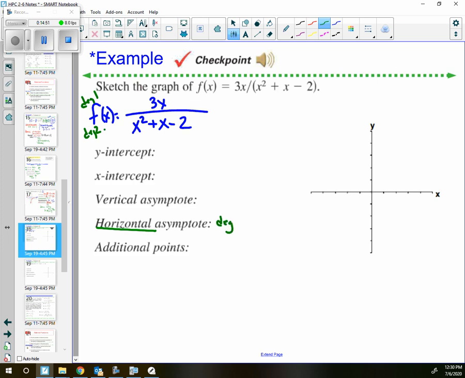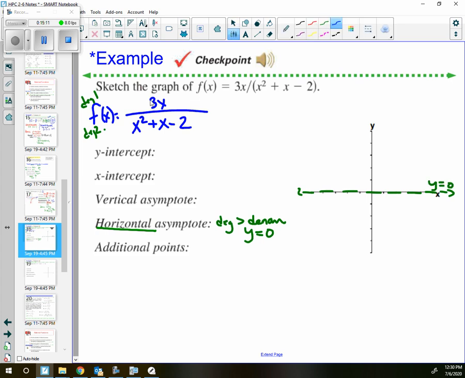So the degree is greater in the denominator. If it's bigger in the bottom, remember that means the fraction's going to get closer and closer to 0. So we have a horizontal asymptote then at y equals 0. Immediately I know I'm going to have this. So I have a horizontal asymptote on this graph of y equals 0. Degree is bigger in the bottom.